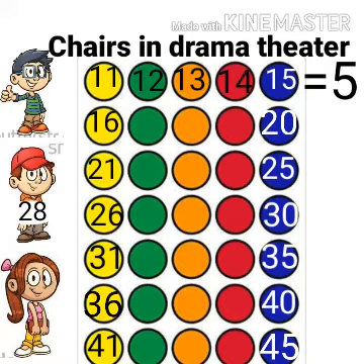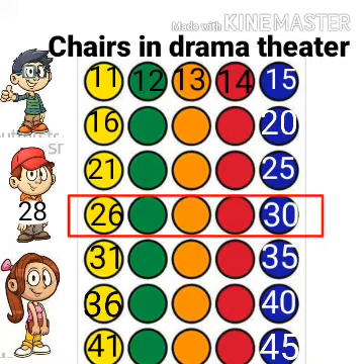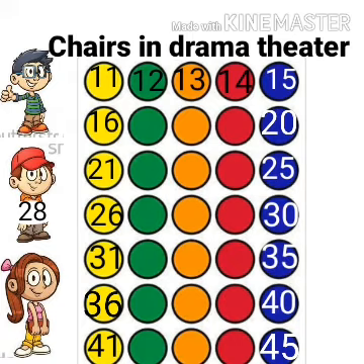And where is Unni's chair? Unni's chair number is 28. There are 26 and 30. Can you see 26 and 30? Yes. The 28 will be the middle of 26 and 30. There are 3 columns between 26 and 30. What are the numbers between these 2 numbers? Yes, 26 plus 1, 27. And 27 plus 1, 28. 28 plus 1, 29. And 29 plus 1, 30.